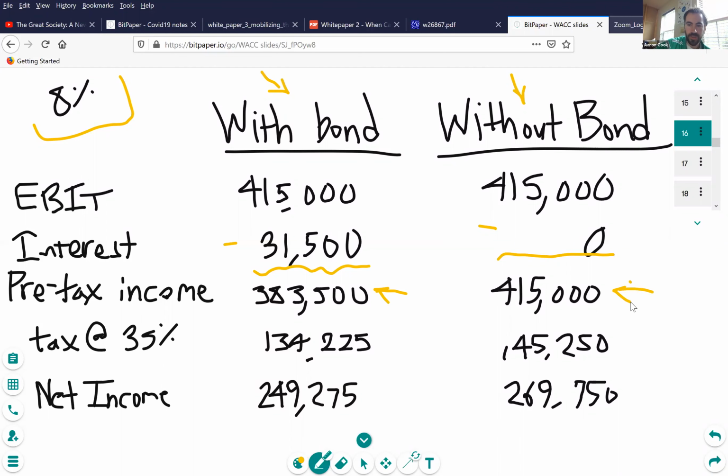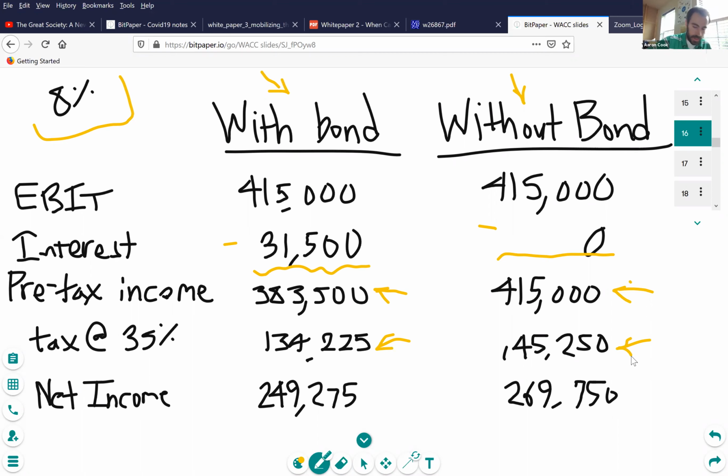It's identical to your EBIT in the case that you don't have a bond. It's 415,000. And then if taxes are assessed on this pre-tax income, the tax amount, if we assume a tax rate of 35%, taxes are going to be 134,225 for the case with the bond. They're going to be 145,250 in the case without the bond. And so there's some net income associated with that.